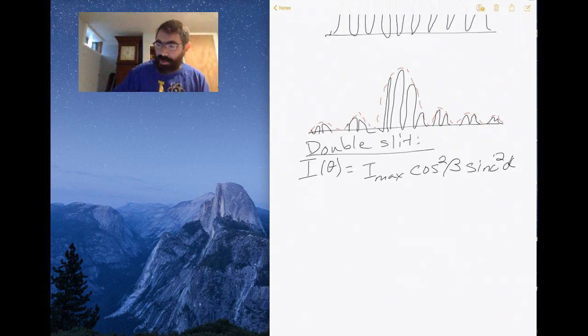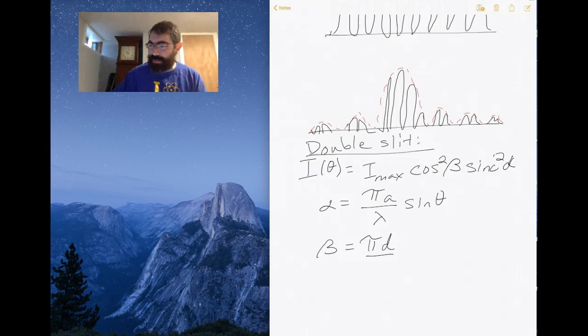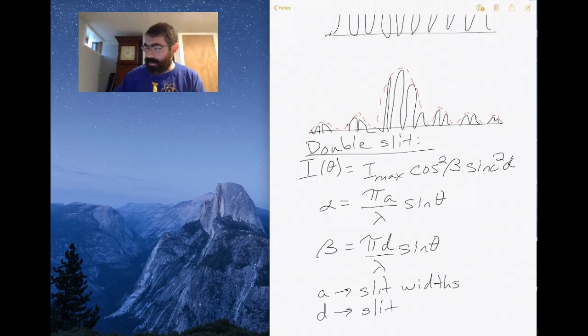So what are those? Well, alpha we already said was pi a over lambda times the sine of the angle theta. It turns out beta is very similar. Beta is pi d over lambda times the sine of theta, where again A is the slit width and D is the slit separation, how far apart they are.